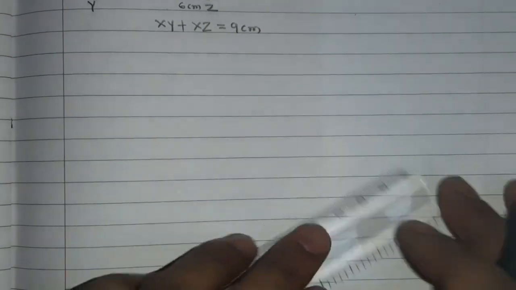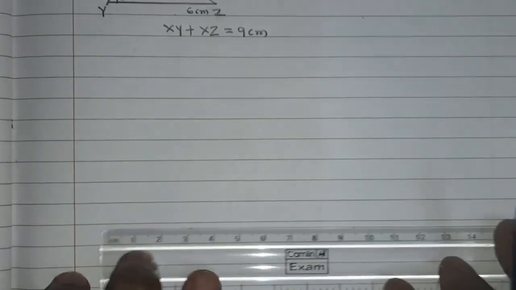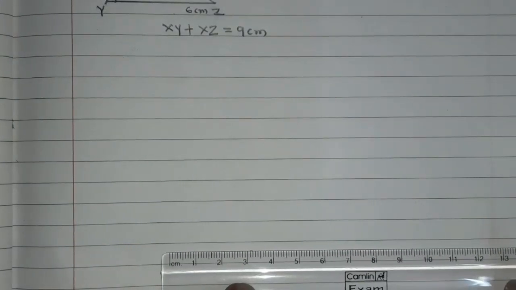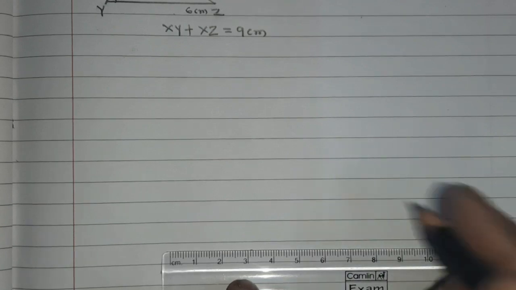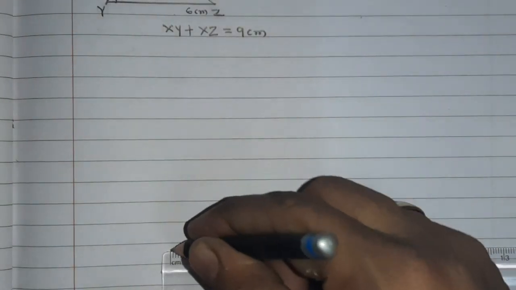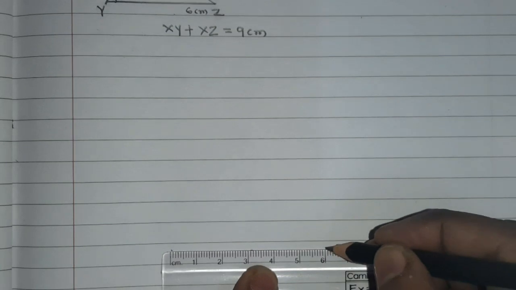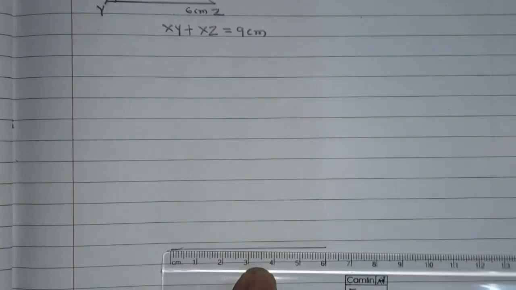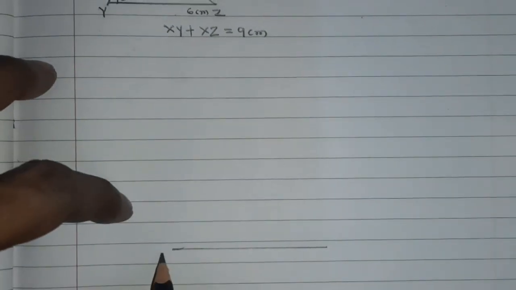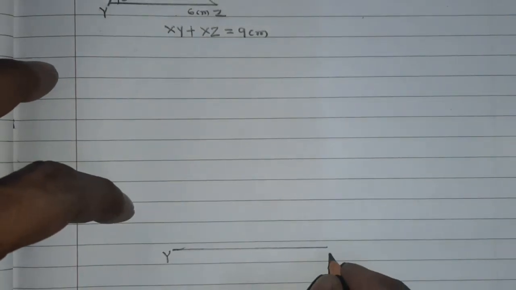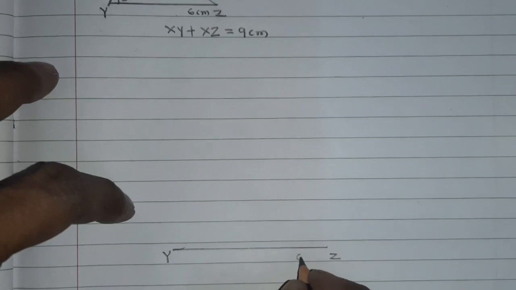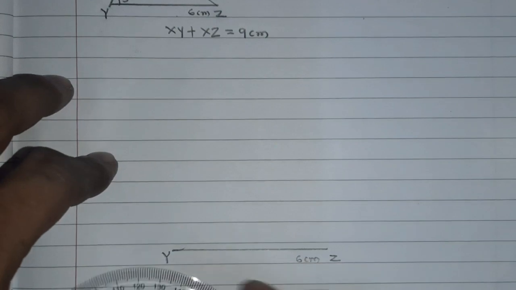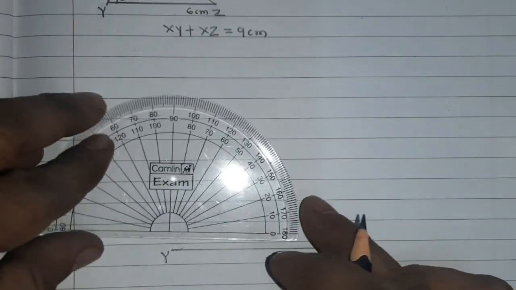Now, base is how much? It is 6 cm. Therefore, dear student, by using this scale, make one segment. It is 6 cm, this 0, and here it is 6. Therefore, we can draw the segment. Here it is. Name is YZ. And the length is 6 cm. Afterwards, the angle at the point Y is 50 degree.